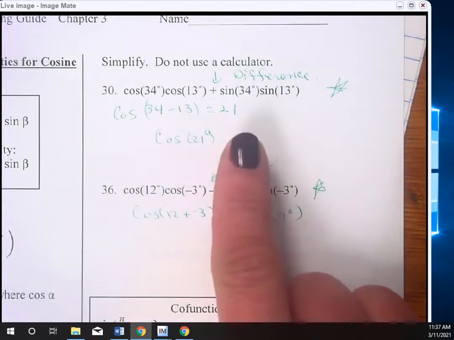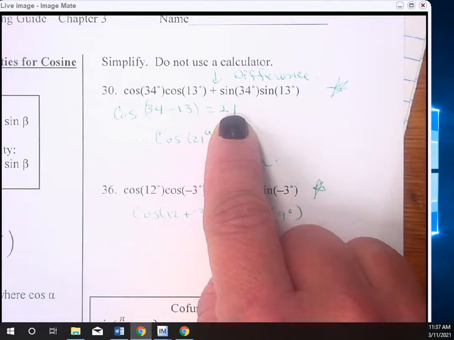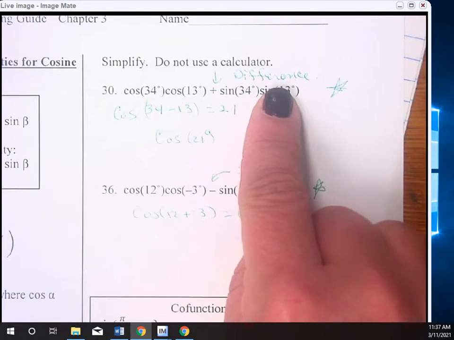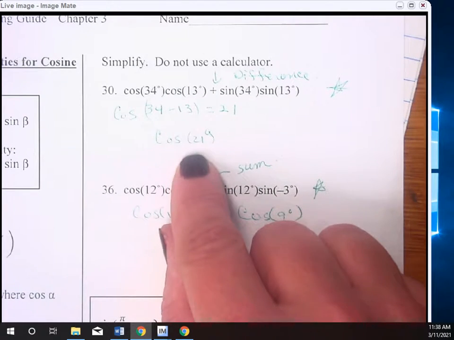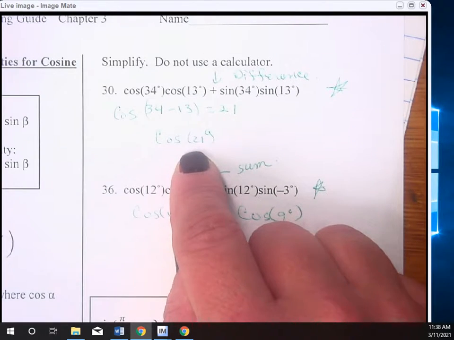Cosine cosine plus sine sine means that you want the difference identity. You're going to write cosine of 34 minus 13, or cosine of 21 degrees.